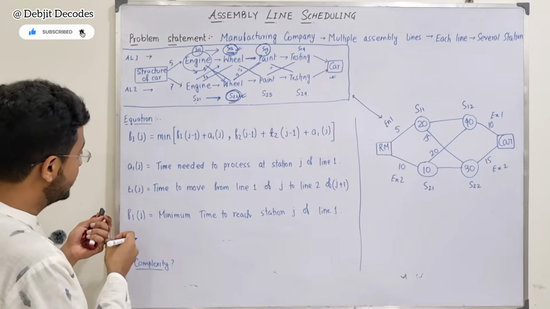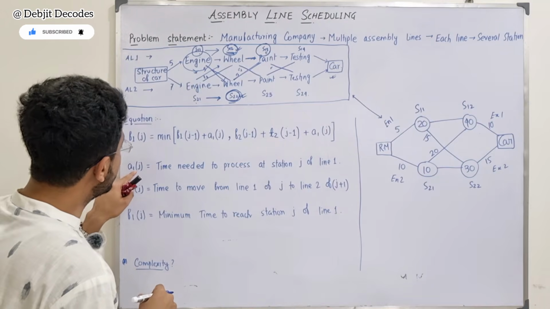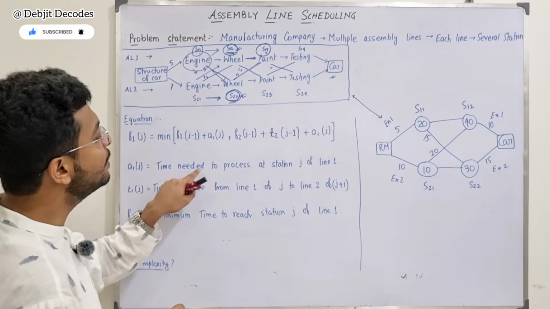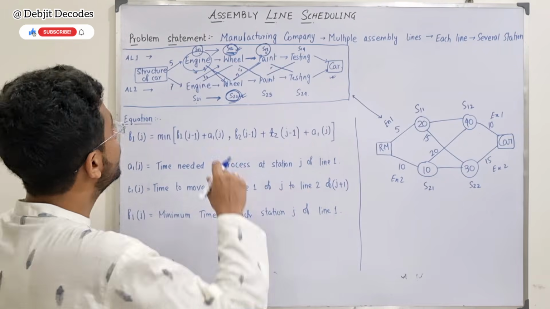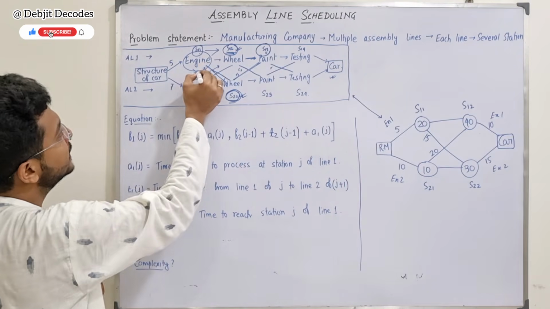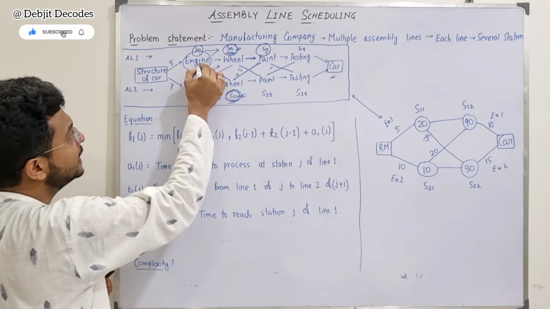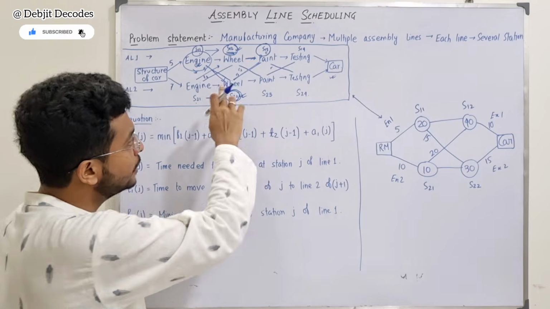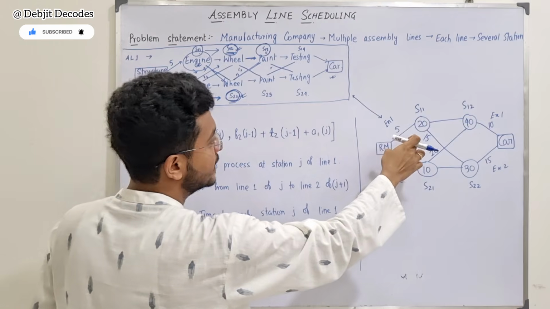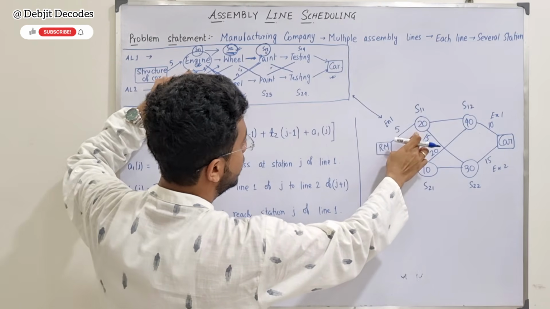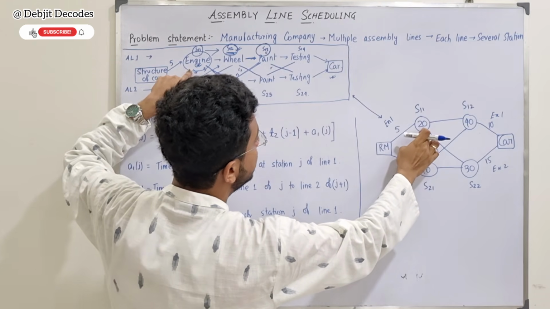Let us see. It is written that a1 of j is equal to the time needed to process at station j of line 1. So what is this? Suppose you want to set the engine, but to set the engine you need some time, right? Let us see this diagram. Suppose this is the engine setting part. To set the engine you need 20 units of time.